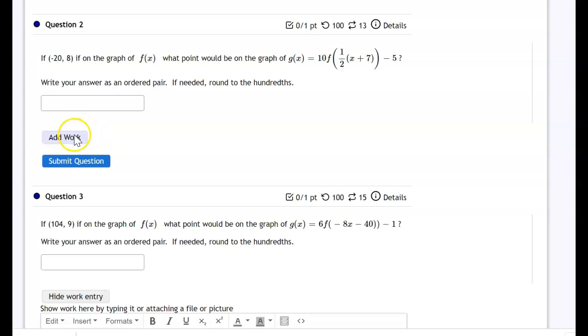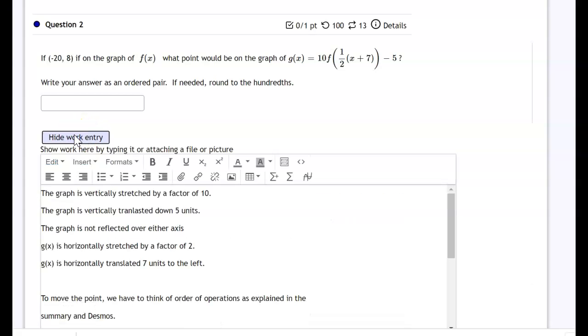I'm going to click the little Add Work because that's where I type my answers. So the graph is vertically stretched by a factor of 10. The graph is vertically translated down 5 units. The graph is not reflected over either axis. G of x is horizontally stretched by a factor of 2. So that 1/2 stretches the graph horizontally. And then g of x is translated 7 units to the left.